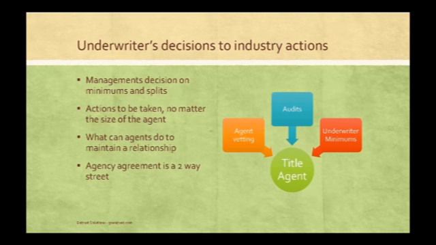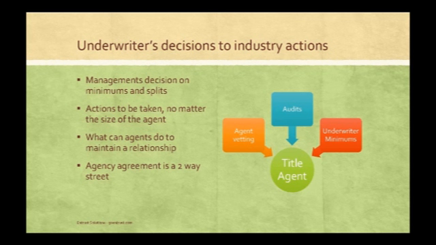So what happens with this? Well, underwriters are having to make some decisions in regards to industry actions. Now, I know there are a lot of different people in different states. Some states are regulated by their splits, some are negotiated. But the agents and underwriters are now looking at making decisions on minimums and splits. So actions have to be taken, and it doesn't matter what the size is. Underwriters are continuing to increase their minimums. If you want to do business with XYZ underwriter, their minimums are looking to go up.